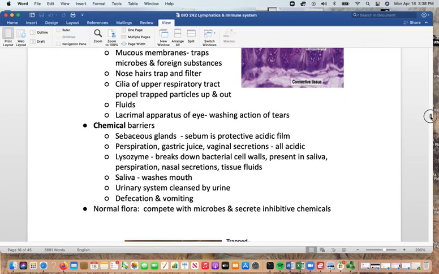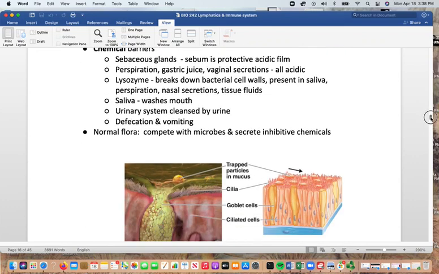Then we have chemical barriers. So things like your sebaceous glands. Sebum is a protective, acidic film. Perspiration, gastric juice, and vaginal secretions are all slightly acidic. Lysozyme helps to break down bacterial cell walls. So you have some of this in saliva, perspiration, nasal secretions, and your tissue fluids.